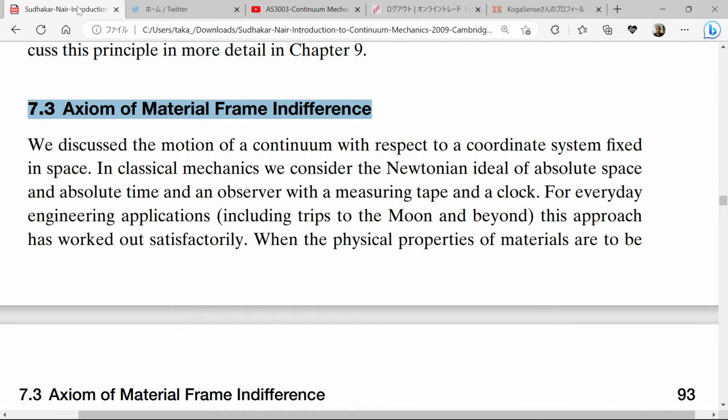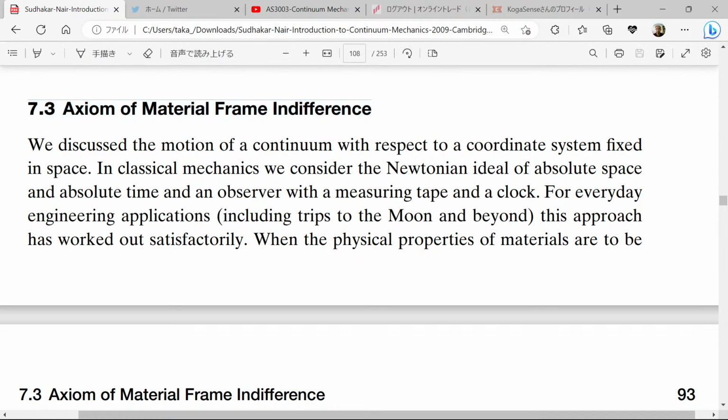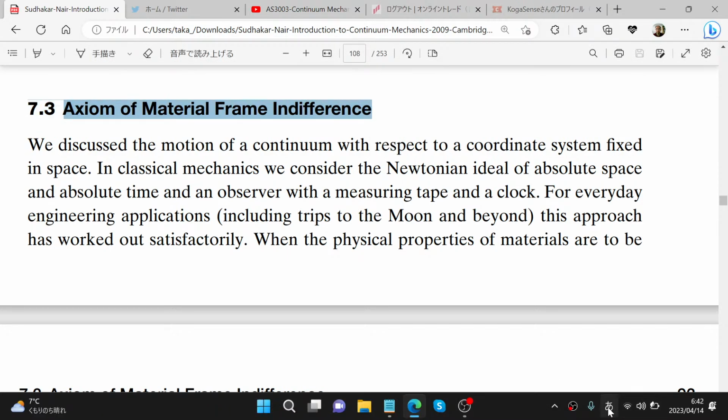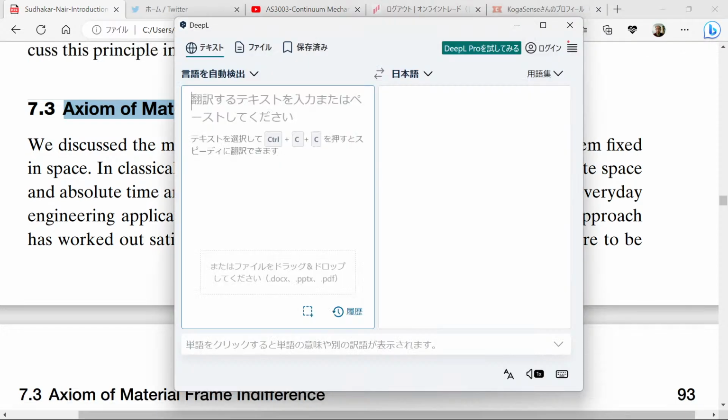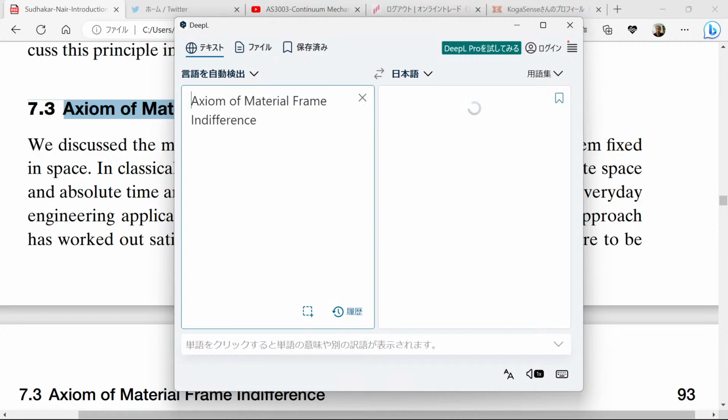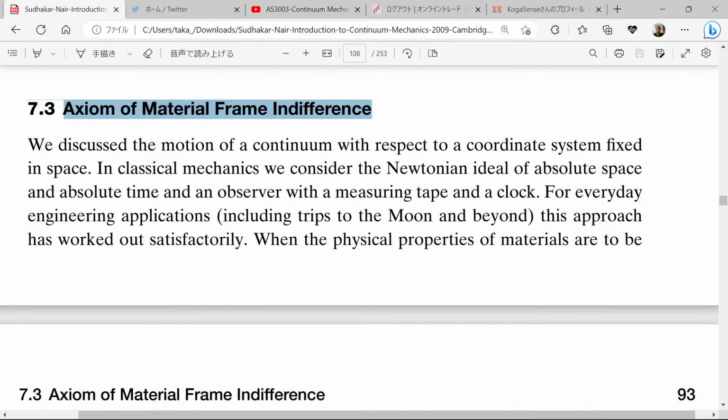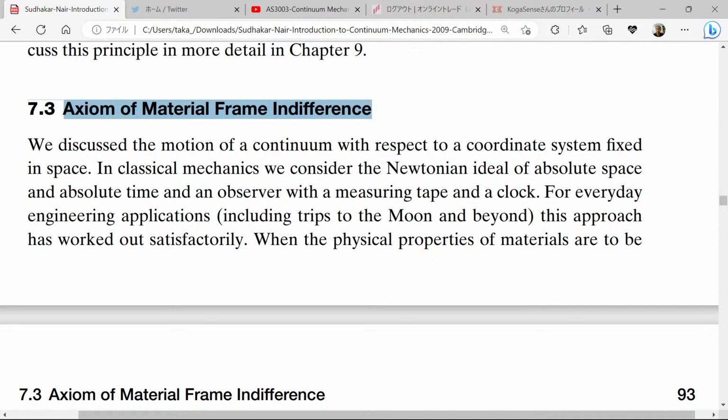Section 7.3, Axiom of Material Frame Indifference. I don't understand. What is it? Indifference. Let me see. I don't know. Indifference.